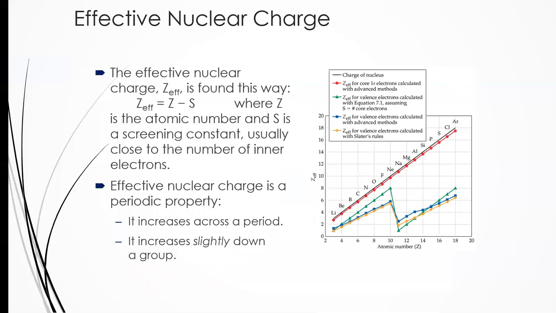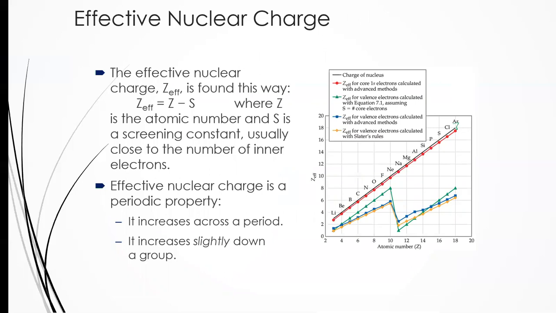And so the charge of the nucleus is this black line right here. You can see how it trends upwards. As we increase our number of protons, our nuclear charge will always go up. More protons, more charge there.